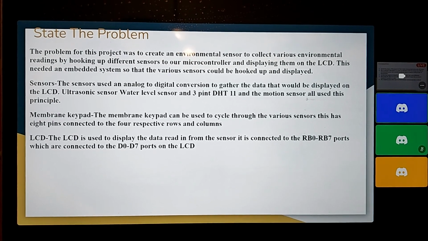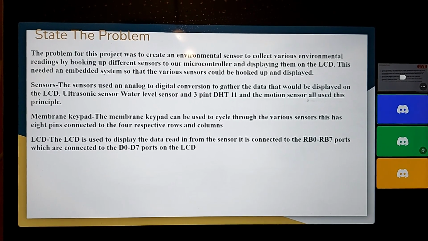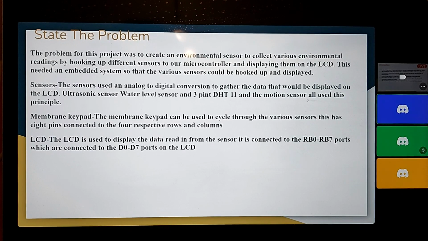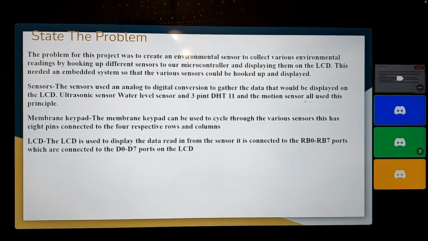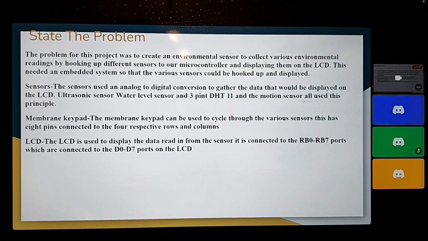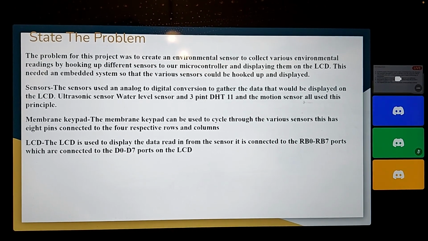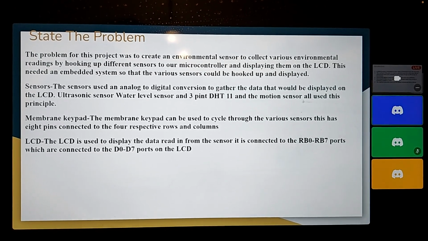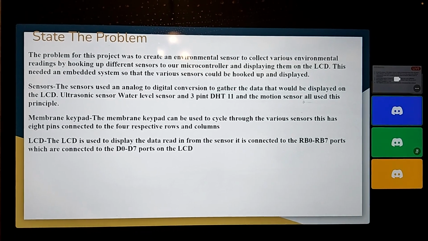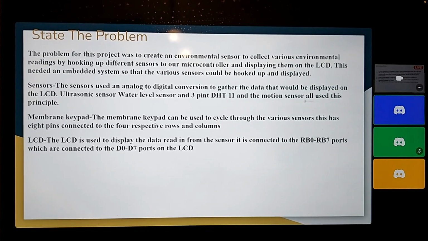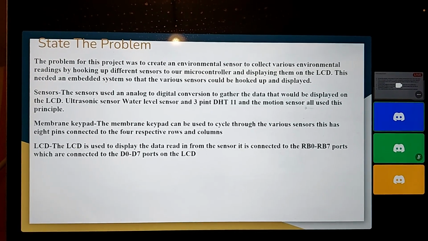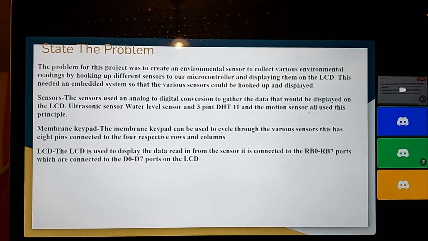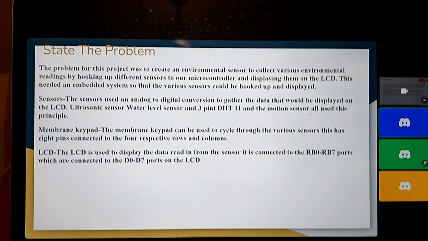So the problem for this project was to create an environmental sensor to collect various environmental readings by hooking up various sensors to our microcontroller and then displaying these on the LCD. We needed an embedded system in order to do this. The sensors we're using were the ultrasonic sensor, the water level sensor, and the 3-pin DHT, which essentially is used to measure humidity and temperature. We also used a motion sensor for this.